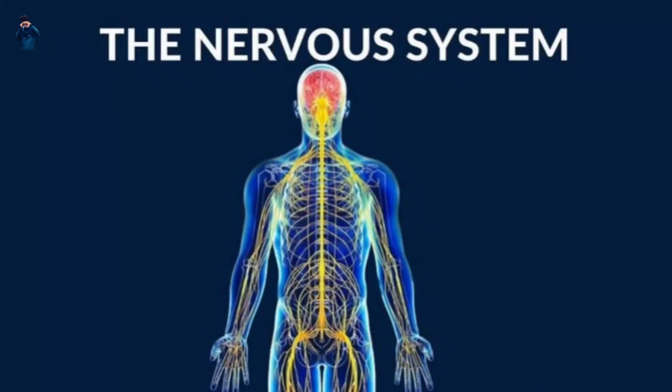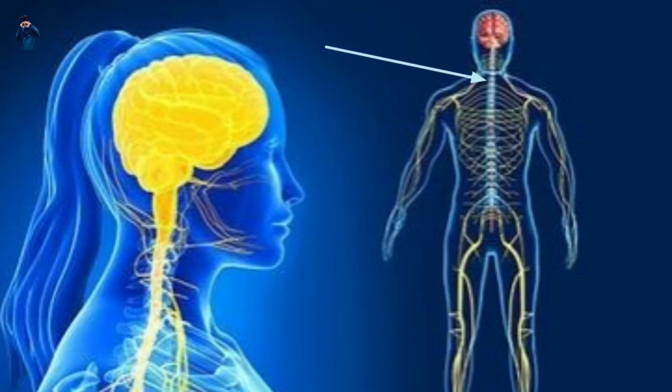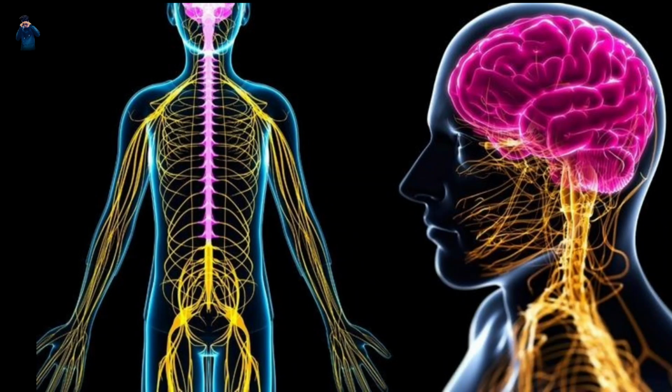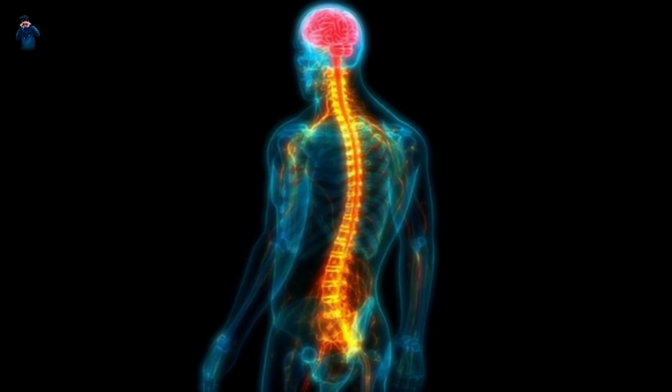The nervous system. The nervous system in humans is divided into the central nervous system and the peripheral nervous system. The central nervous system comprises the brain, its cranial nerves and the spinal cord. The peripheral nervous system comprises the autonomic nervous system, divisible into the sympathetic and parasympathetic nervous systems, and the spinal nerves that branch from the spinal cord.